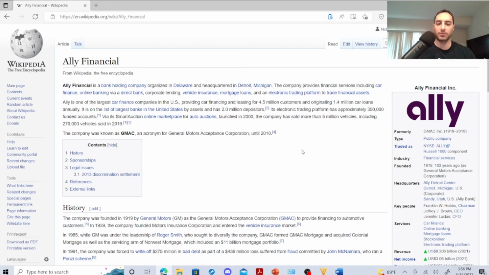It's an electronic trading platform, I can't even talk today, has approximately 35,000 funded accounts via its smart auction online marketplace for auto auctions. Launched in 2000, the company has sold more than 5 million vehicles, including 270,000 vehicles sold in 2019. So the company was known as GMAC, an acronym for General Motors Acceptance Corporation, until 2010. Very interesting. Let's check out their revenue and dividend history.